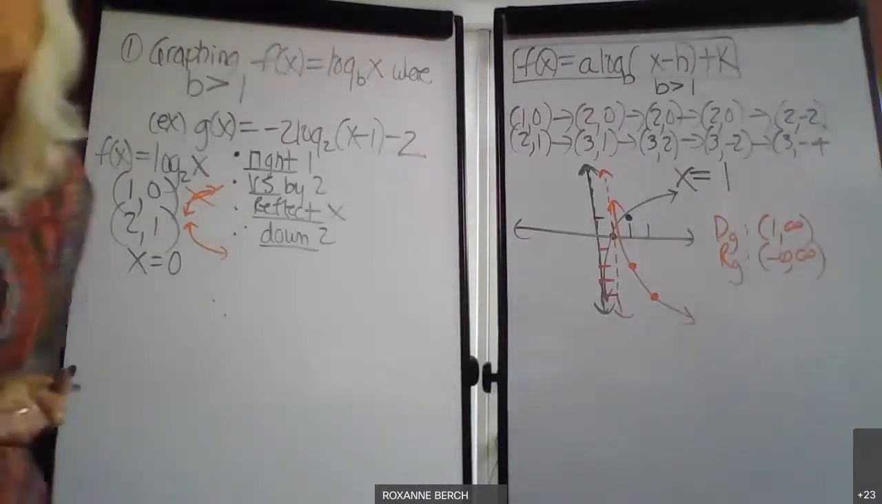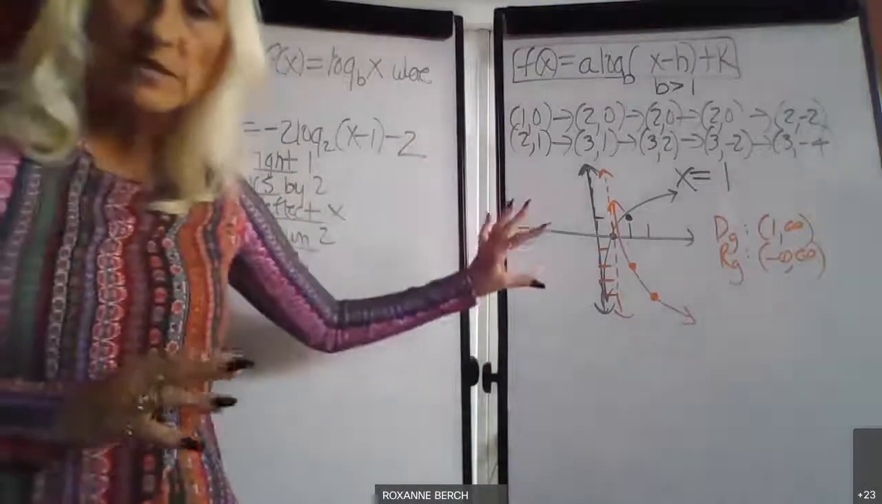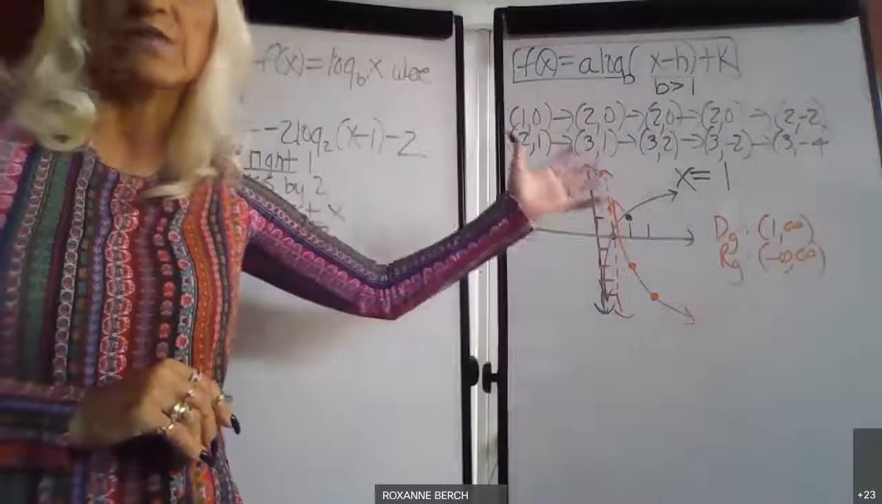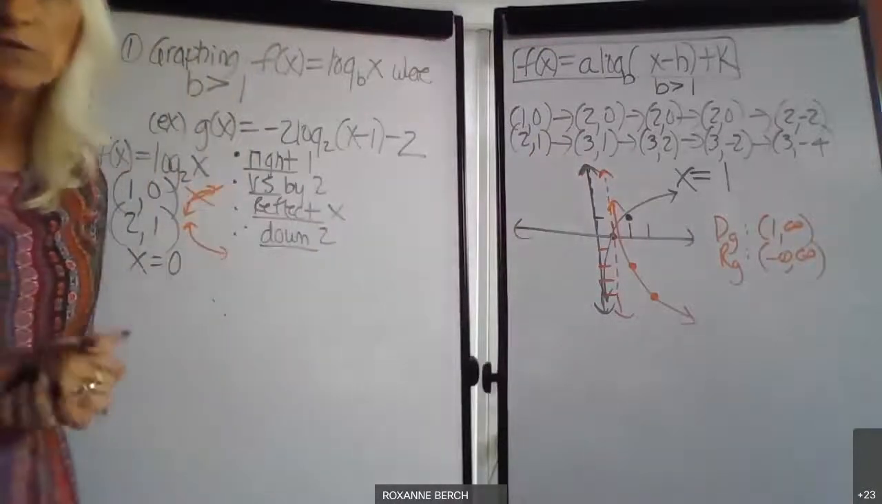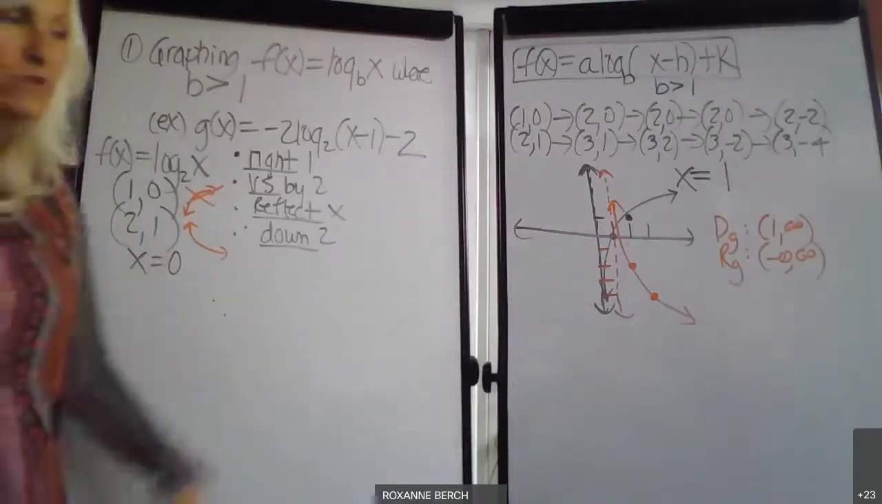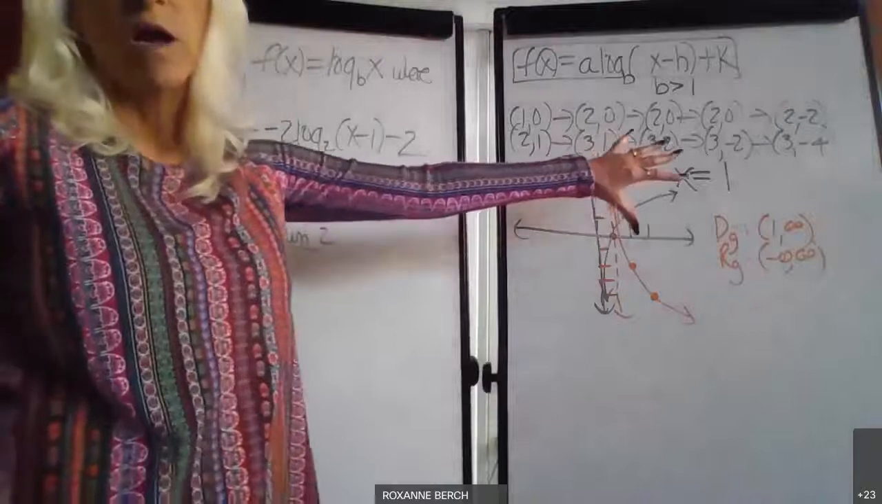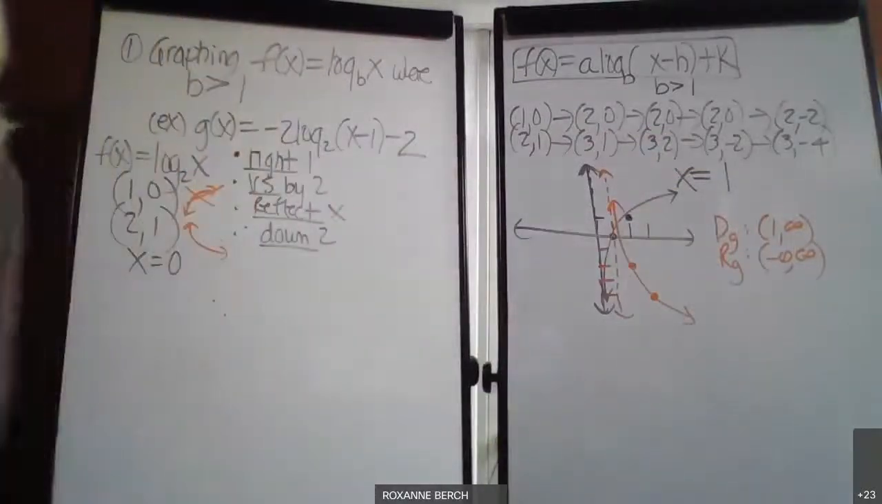So you just have to read the directions. They want you to graph both graphs, but they only want the domain and range of the transformed function. And they might ask you for the asymptote. So they might ask you for both asymptotes, or they might just ask you for the transformed function's asymptote. Let's try another one.